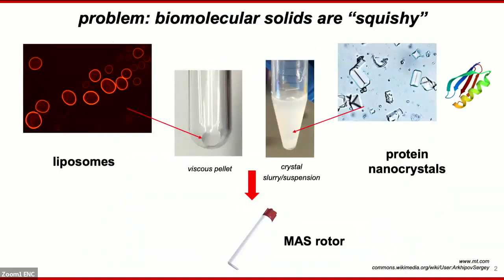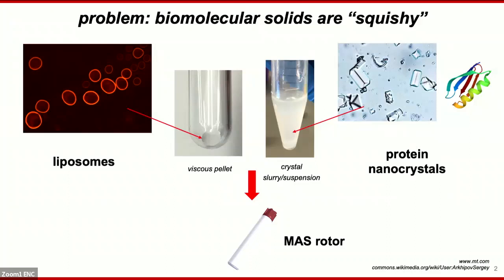So our main problem when doing this is that biomolecular solids have properties that make them squishy. We've got two very commonly encountered forms of biomolecular solids in the study of proteins. Liposomes are a common vehicle for membrane proteins. And when we study proteins alone, they're often encountered as nanocrystals. Liposomes, when centrifuged, have the texture of a gel-like pellet. And protein nanocrystals are more like a slurry or a suspension than a nice dry powder. And so these are a lot more challenging to put into MAS rotors than dry powders.